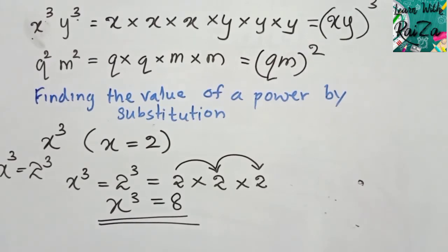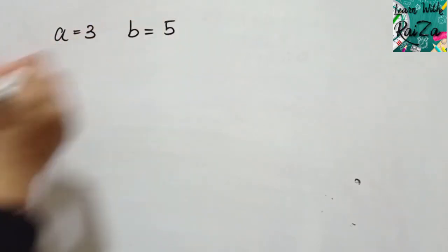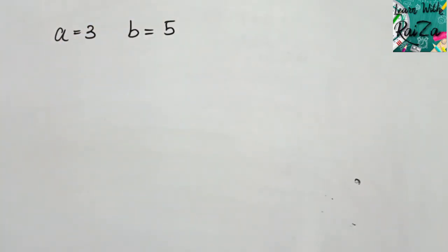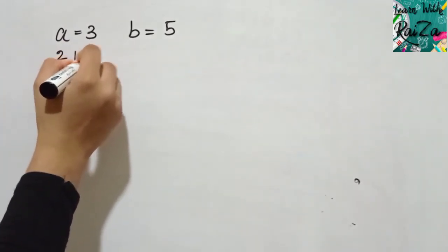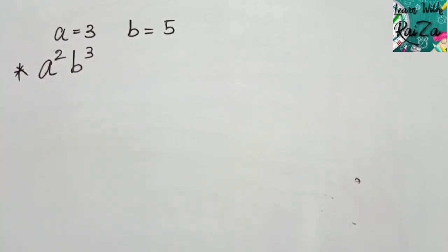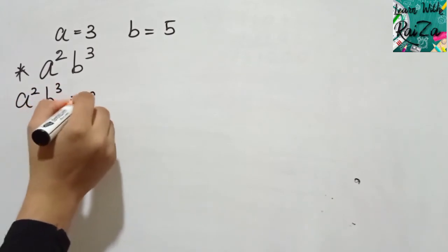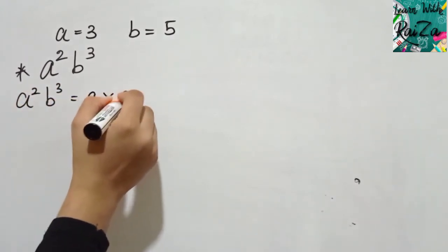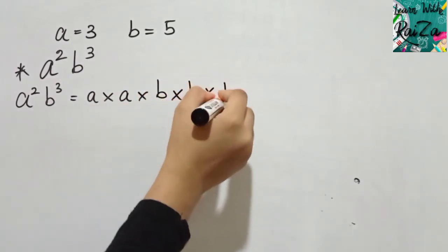Let's do more examples. If I tell you, take a is 3 and b is 5, and I take a squared b to the power 3. This is your question, let's say. How to do this now? Substituting. Listen to this very carefully. I'll expand first of all. If you listen very carefully, you will understand. a to the power 2 means a twice. b to the power 3 means b thrice.